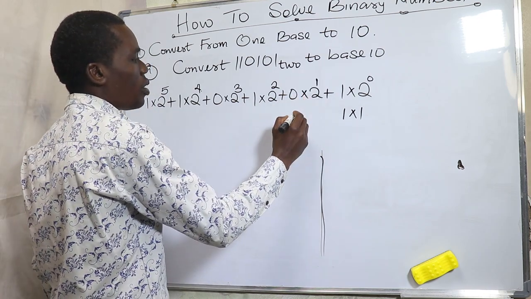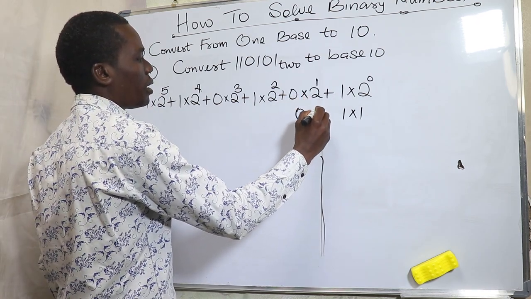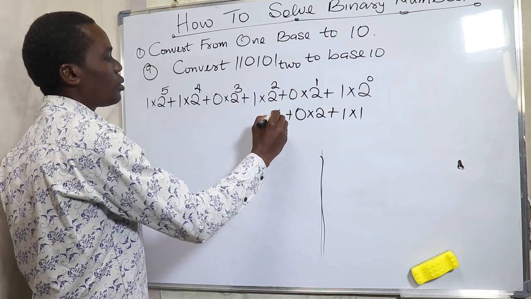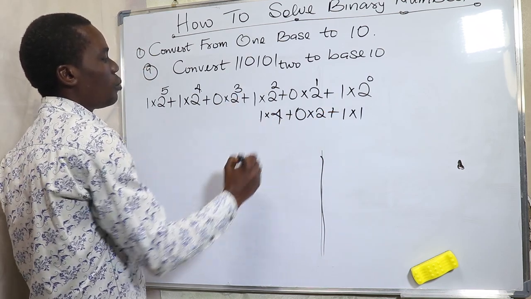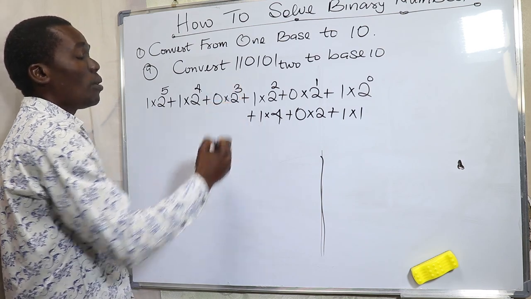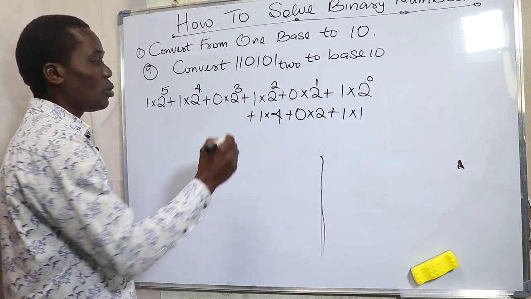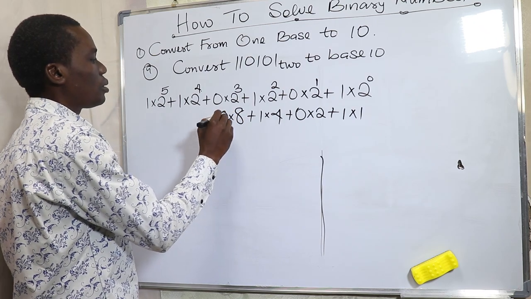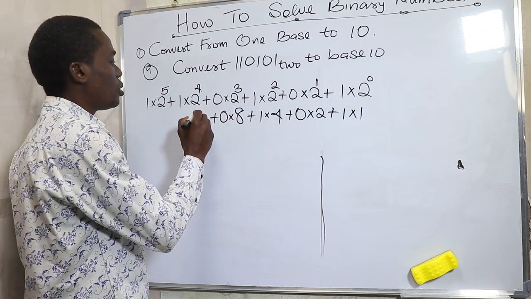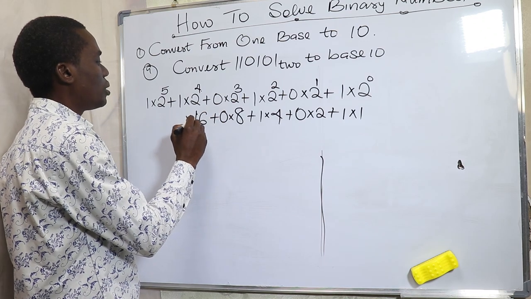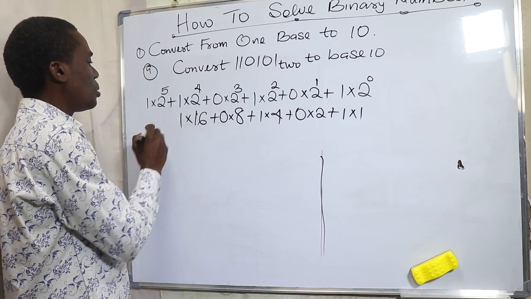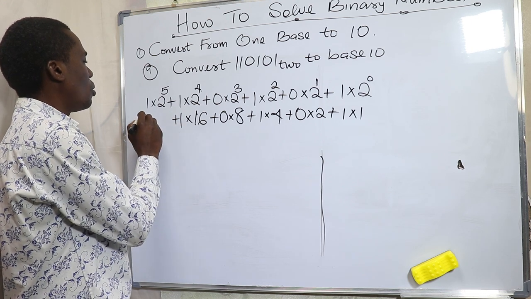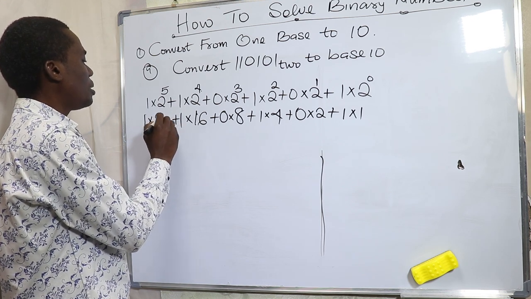2 to the power of 1 is going to give me 0 multiplied by 2, plus 2 to the power of 2 is going to give me plus 4 multiplied by 1, plus 2 to the power of 3, 2 times 2, 4 times 2 is 8, 8 multiplied by 0, plus 2 to the power of 4 is going to give us what? 16 multiplied by 1, and then 2 to the power of 5 is going to give me plus 1 multiplied by what?